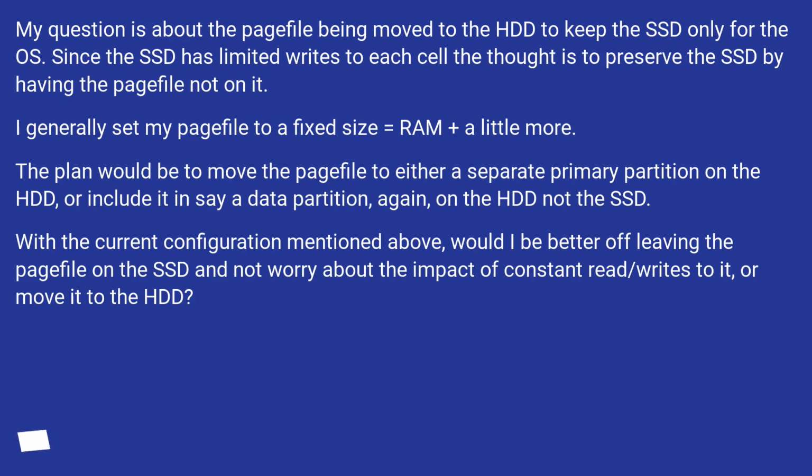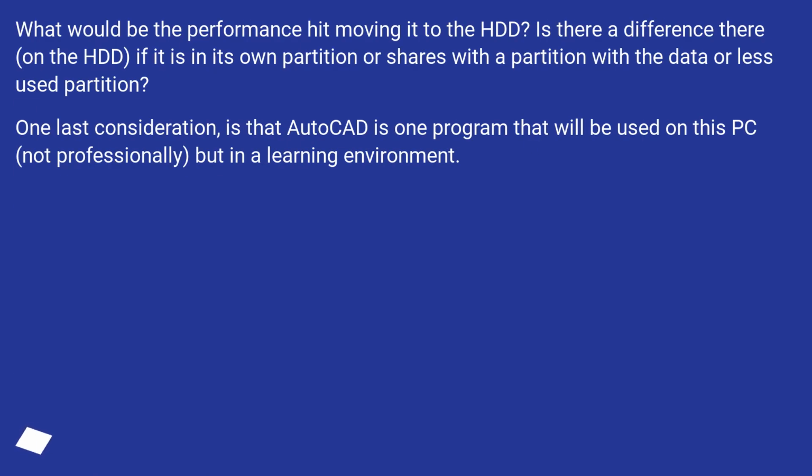With the current configuration mentioned above, would I be better off leaving the page file on the SSD and not worry about the impact of constant reads/writes to it, or move it to the HDD? What would be the performance hit moving it to the HDD? Is there a difference there, on the HDD, if it is in its own partition or shares with a partition with the data or less used partition? One last consideration is that AutoCAD is one program that will be used on this PC, not professionally, but in a learning environment.